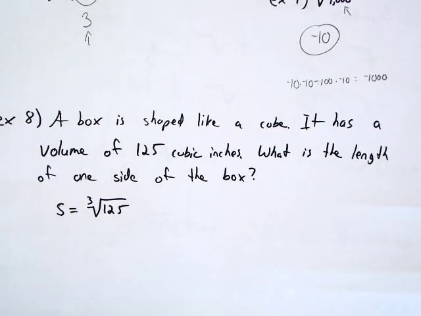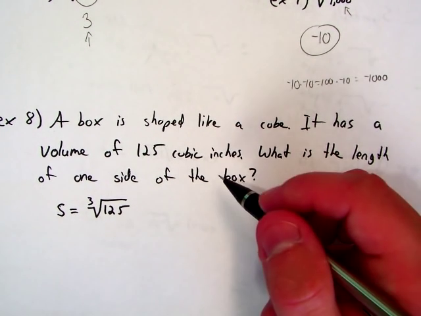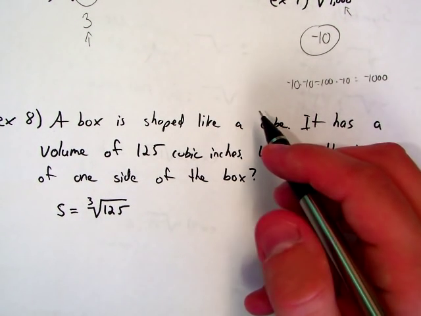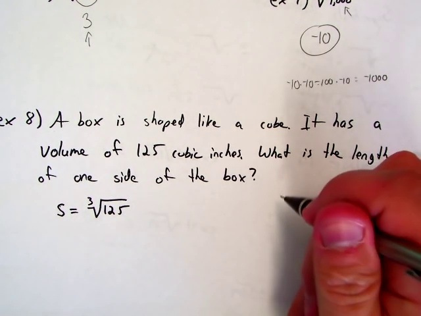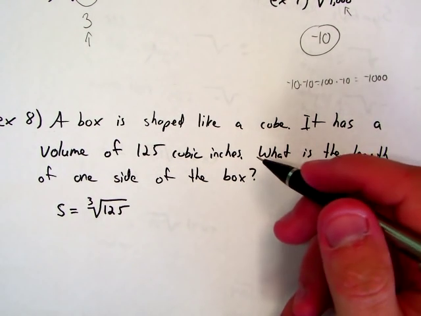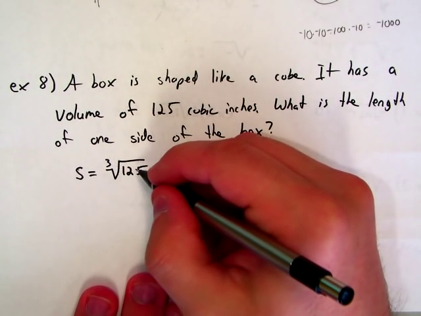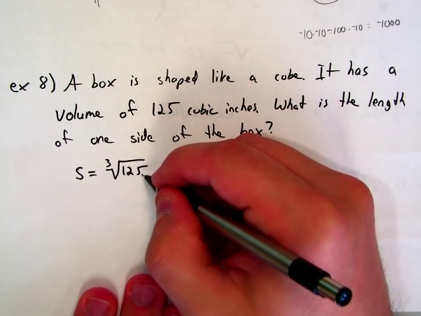Last example, word problem here. It says a box is shaped like a cube. It has a volume of 125 cubic inches. What is the length of one side of the box? Now, this means we're going to be taking the cube root of 125 because volume is length times width times height. And if it's a cube, that is a three-dimensional square, which means all of the dimensions are exactly the same. So we're going to take the cube root of 125 to find our answer.